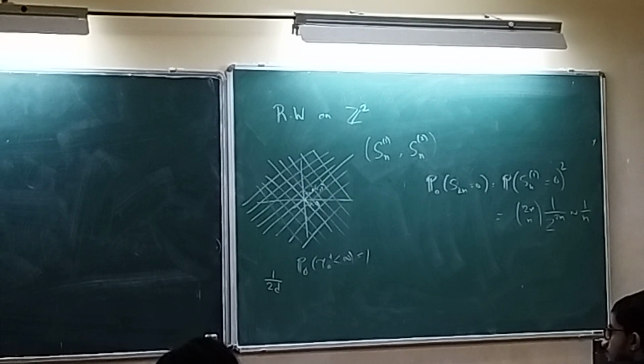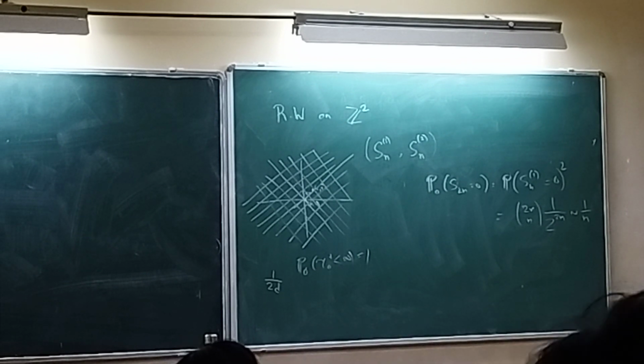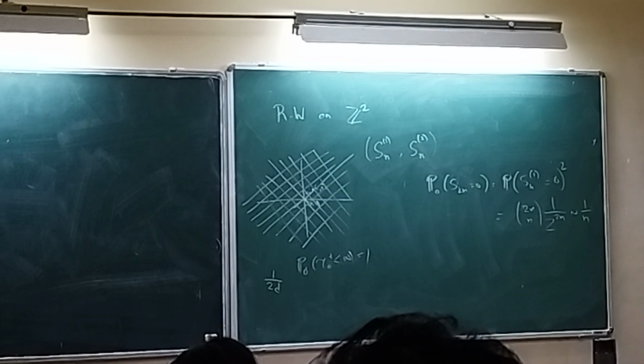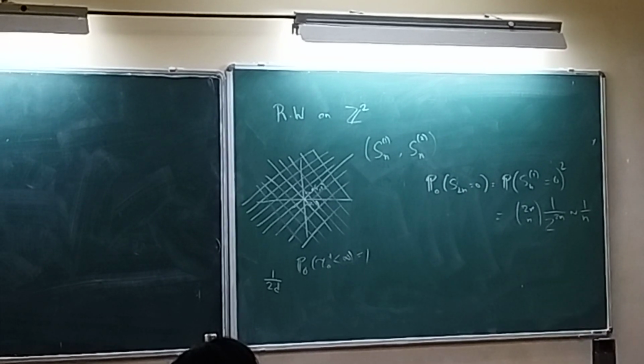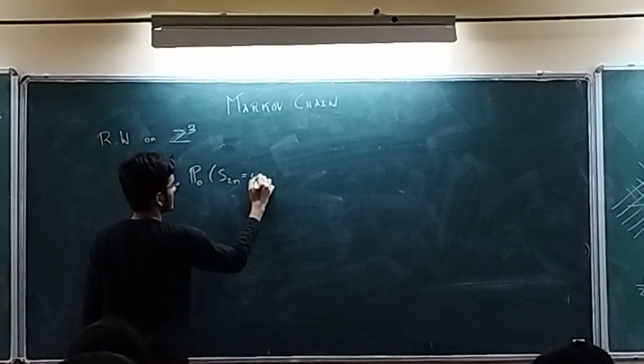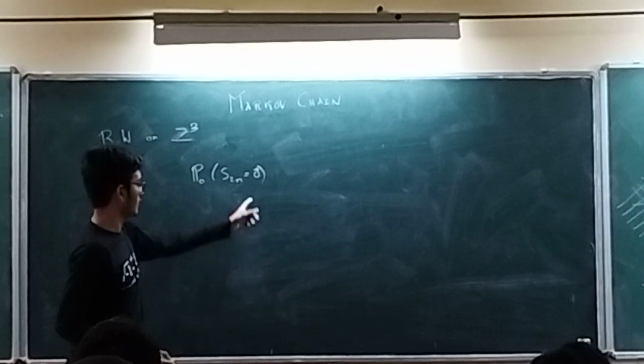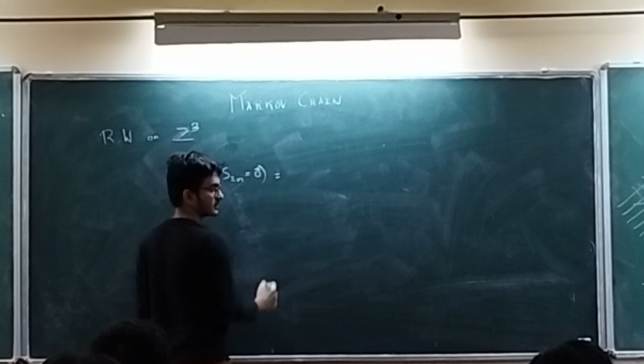So again the definition is same. You move in each standard basis vector with probability 1 by 6. And now let's again write down this probability, because this is the thing that has been happening. So this is the 0 vector probability. Now what is this thing?